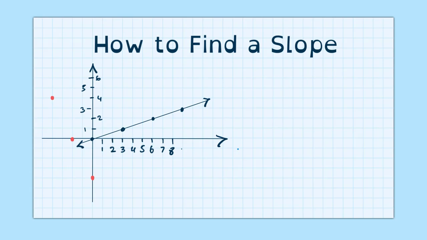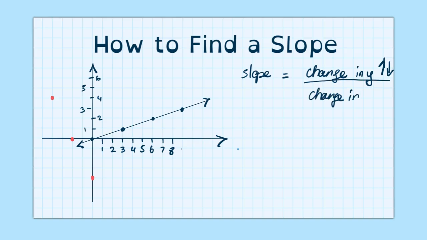Today we're going to discuss how to find the slope from a graph. Okay, so we know that the slope is showing the change in y, which is our vertical change, up or down, divided by change in x, which is left to right. We also know that we can define slope as rise, the vertical change, over run, which is the horizontal change. Again, these are x and y values.